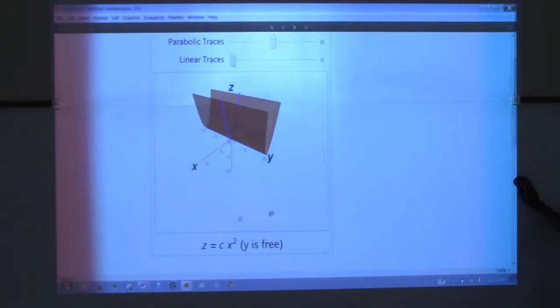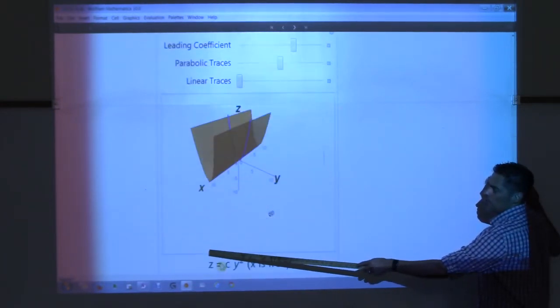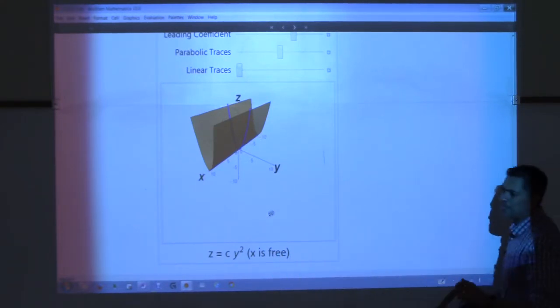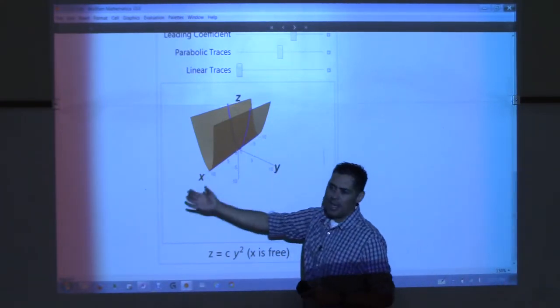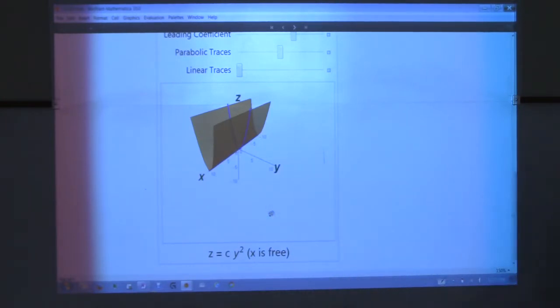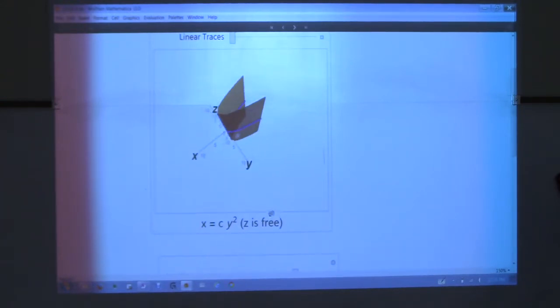Okay, so now if your equation is z equals c y squared, so if the x is missing, then it's going to open out the x-axis. And then what if the z is missing? It should go up and down, right? Yeah, there we go. So if your z is free, that's what it will look like.